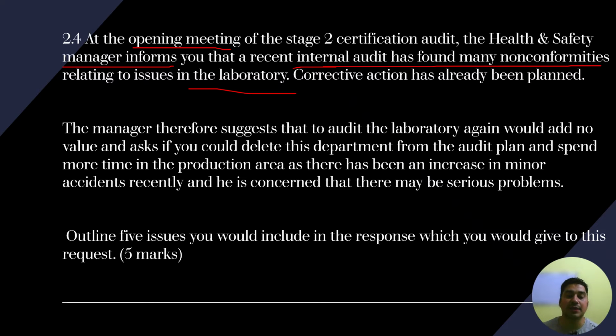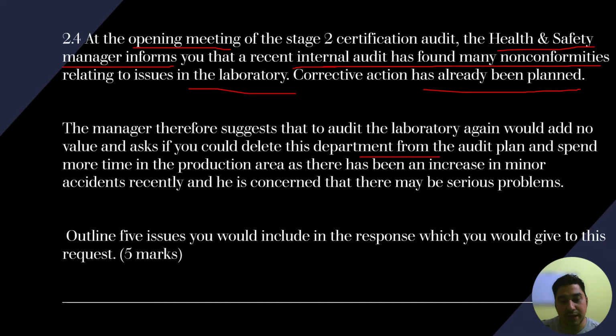So the health and safety manager is saying that during their internal audit they have found so many non-conformities in the laboratory area, and corrective action has already been planned. So this is the information given by whom? Given by the health and safety manager, the HSE manager, to the audit team members. Now the manager therefore suggests that to audit the laboratory again would add no value and asks if you could delete this department from the audit plan.